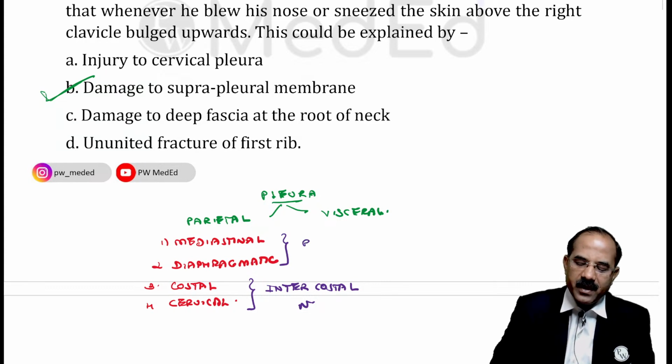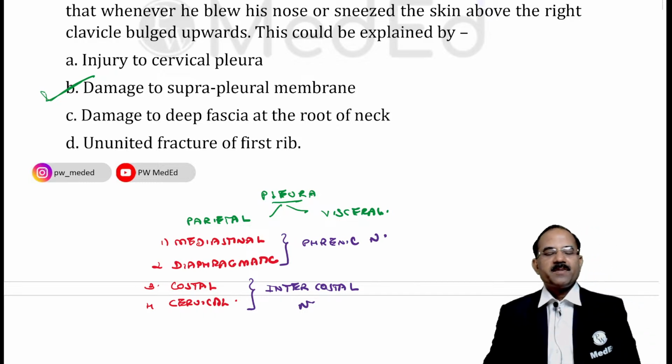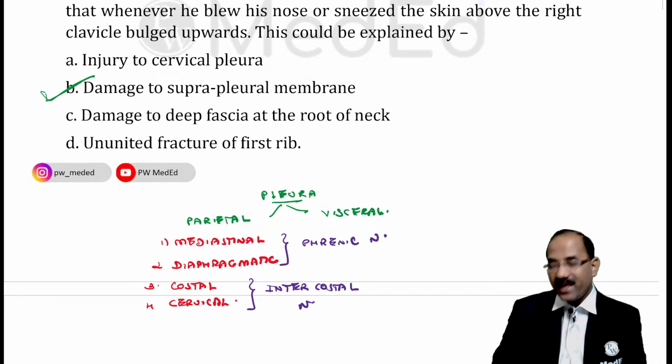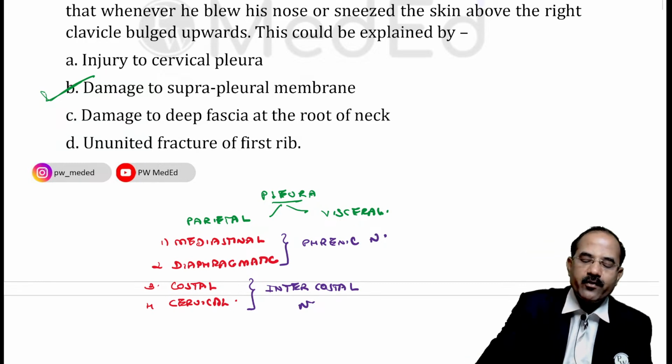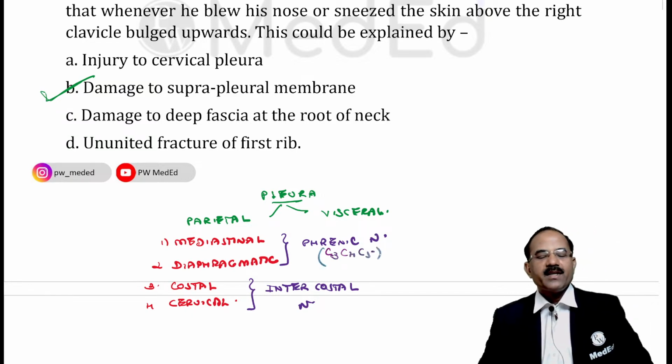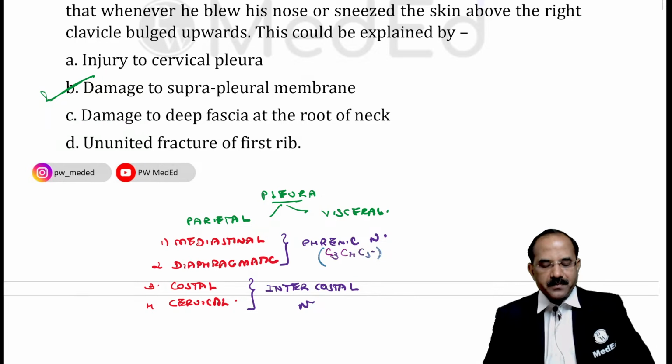This is supplied by the phrenic nerve. You should know this. This is supplied by the phrenic nerve. Yes. And can anyone tell me what's the root value of the phrenic nerve, students? It is C3, C4 and C5. The root value of the phrenic nerve is C3, C4, C5.